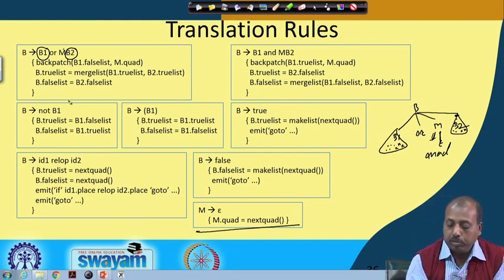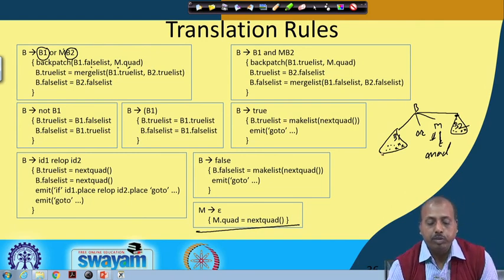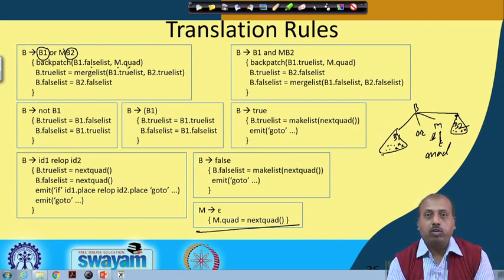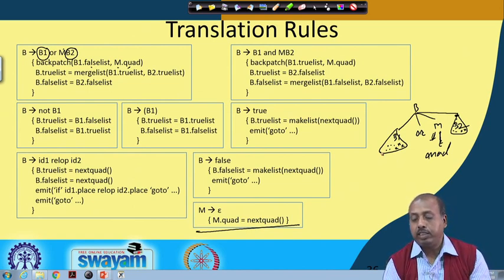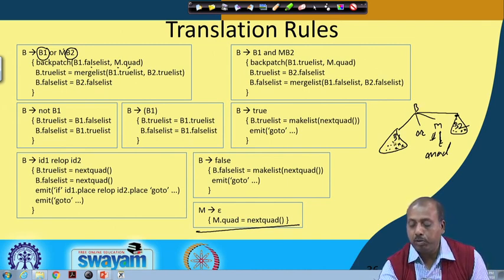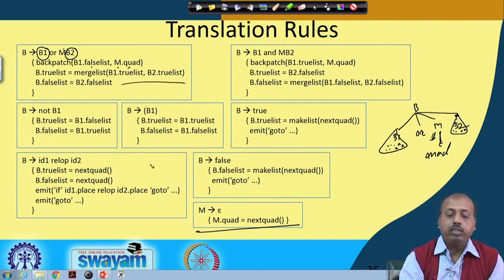This way, we backpatch B 1 false list with M dot quad. For all these positions in the false list, their targets were not known. Once M dot quad is known, all those blank locations can be filled up with the value of M dot quad. Then, B's true list is the collection of all true points of B 1 and all true points of B 2. So, we merge B 1 true list and B 2 true list.